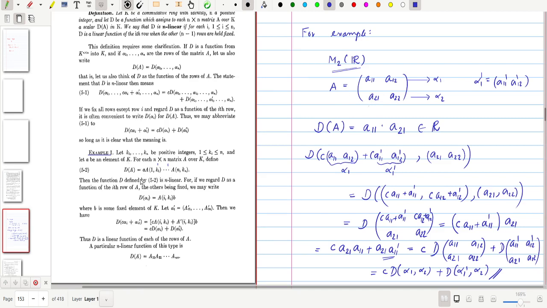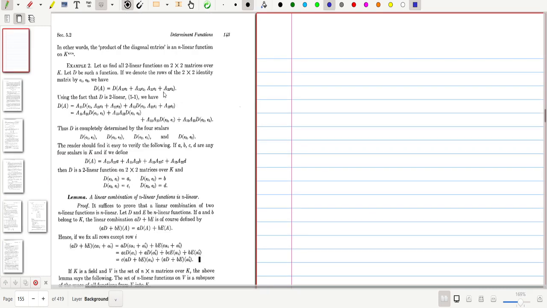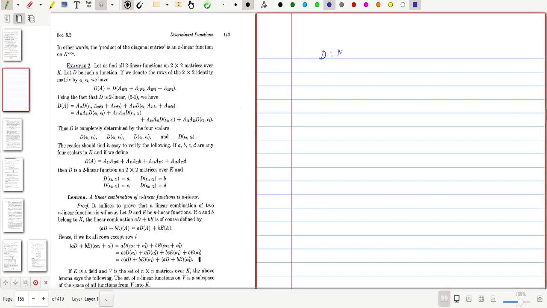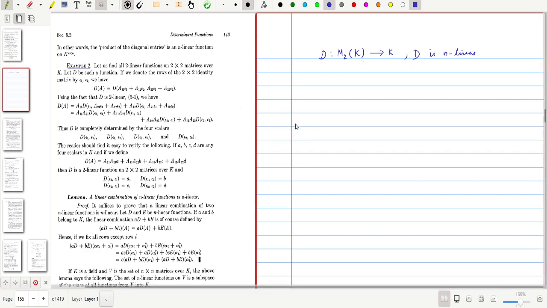So this is the general case. This forms an n-linear function. If you replace one of the rows while keeping the others fixed, you get linearity in that row. So this D defines an n-linear function on Mn(K). In example 2, the classification of all n-linear functions on M2K can be treated. So if D is an n-linear function on M2K, then we classify all such n-linear functions.